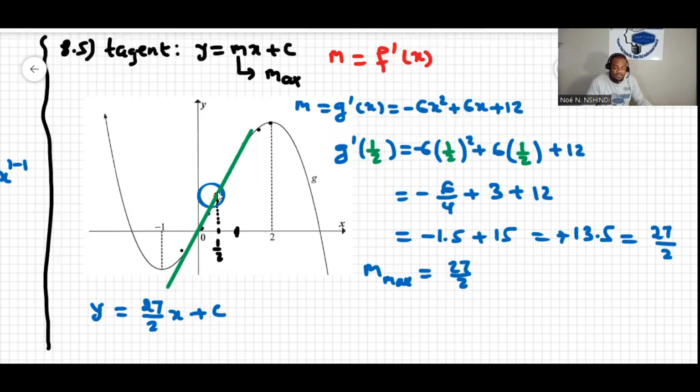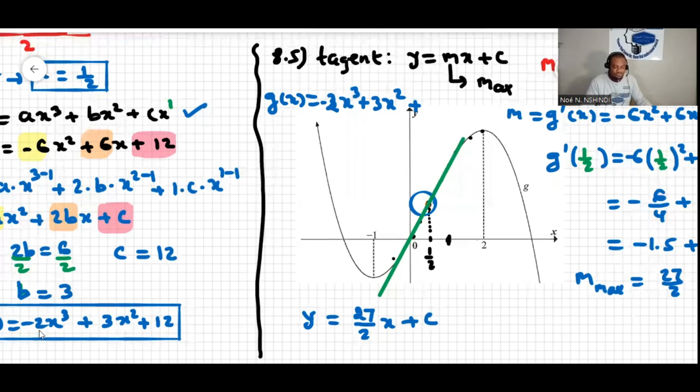So I need to find the corresponding y value to sub the values of y and x in order to find c. I know x is already a half. So what is the value of y then? I sub x into the original equation. g of x was, we did find it earlier, negative 2x cubed plus 3x squared plus 12. Let's check again. Yes, plus 12. So over here we're gonna sub the value of a half for x to find the y value.